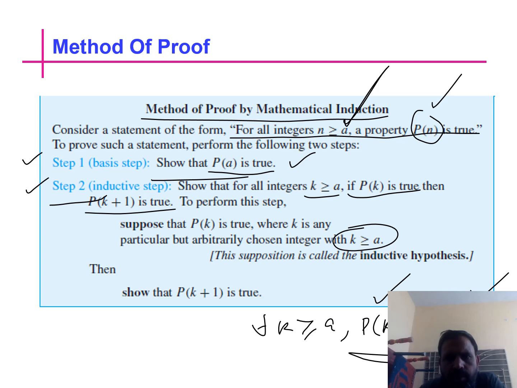To perform this step, suppose that P of k is true, where k is any particular but arbitrarily chosen integer with k greater or equal to a. This supposition is called the inductive hypothesis. Maybe you have discussed it in your statistics course. Then we show that P of k plus 1 is true for all k greater or equal to a.